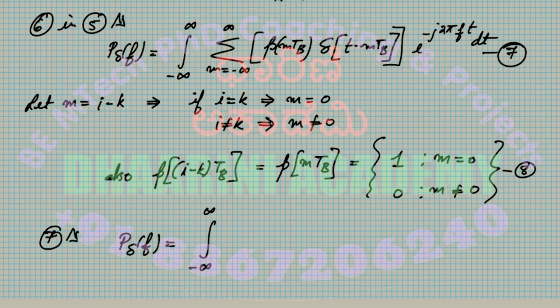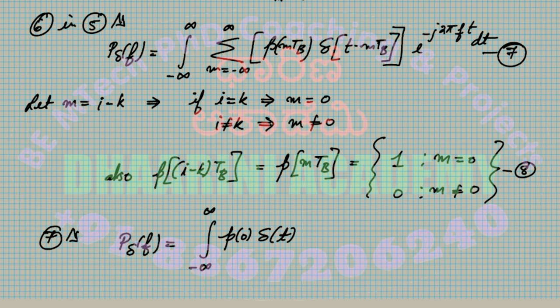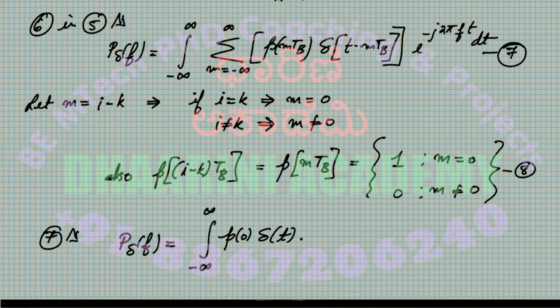Okay, now you tell me what I should write. Therefore, there is no meaning for summation now, right? Only one value exists. That is equal to simply, I can write, P of 0. When M is equal to 0, what happens to the delta function? It is delta of T minus MTB, but M is 0, it is delta of T. Then write the remaining function, that is e to the power minus j 2 pi f t into dt.